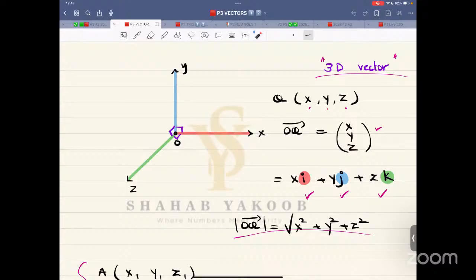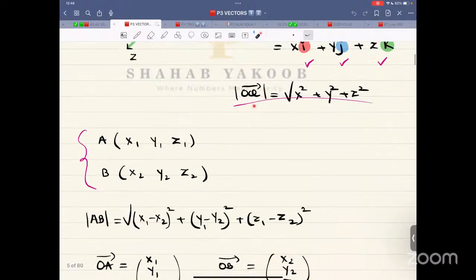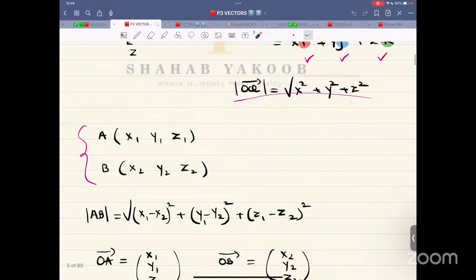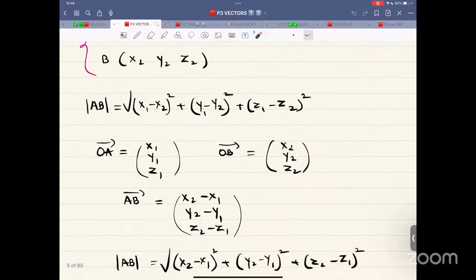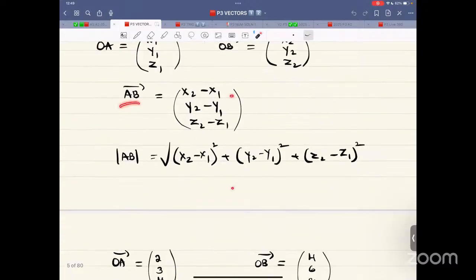3D vectors, there is x, y, and z. OQ is written as xi plus yj plus zk. Magnitude of this vector, that is the square root of x squared plus y squared plus z squared. Distance formula, x2 minus x1 whole square, y2 minus y1 whole square, z2 minus z1 whole square. You can find the vector AB and then find its magnitude.